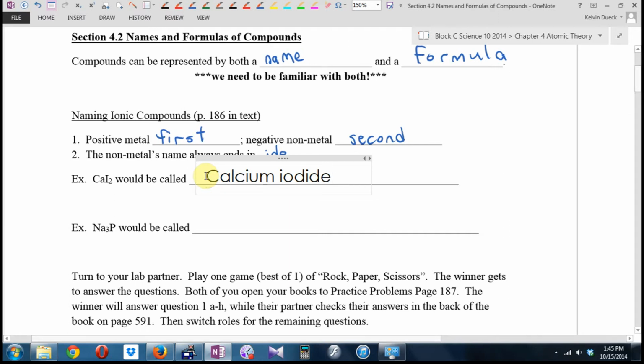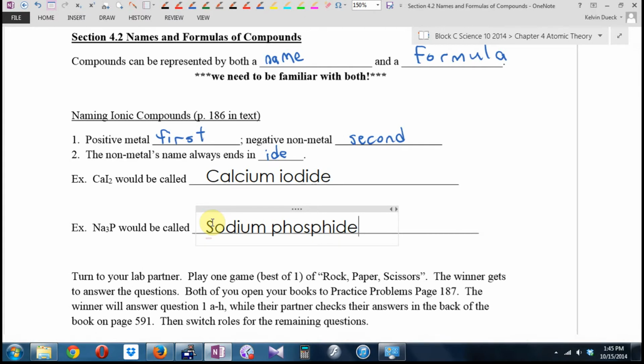Getting the name from the formula is not as bad. Getting the formula from the name, that's the tricky part. Na3P would be called, double check, is it ionic? The first thing I see is Na, which is a metal, so it's ionic. Sodium phosphide. And you'll kind of learn the syntax as we go, but this is the -ide rule. Okay?